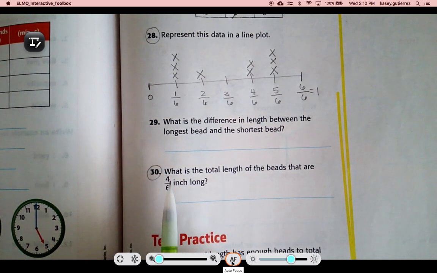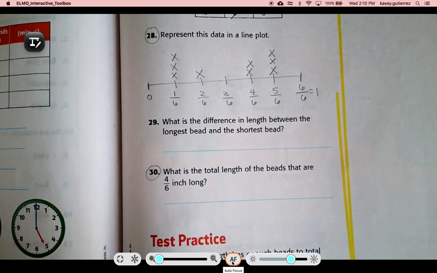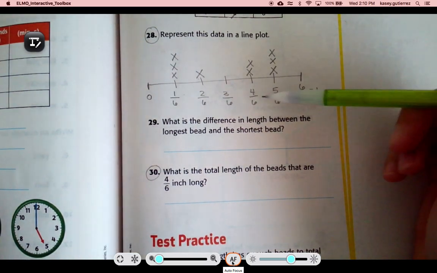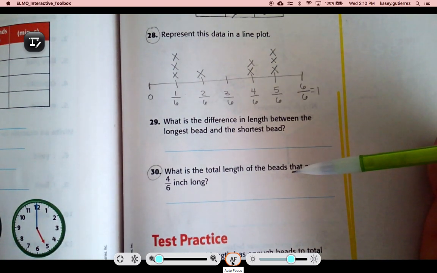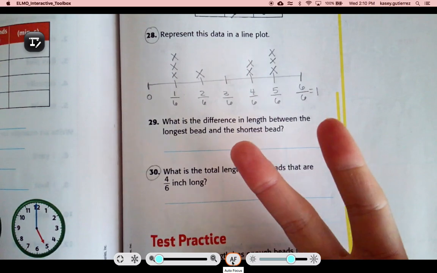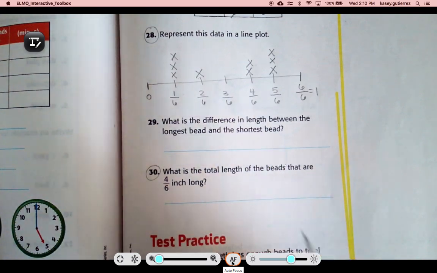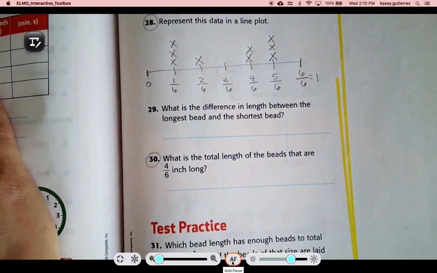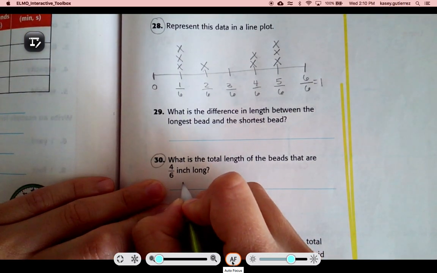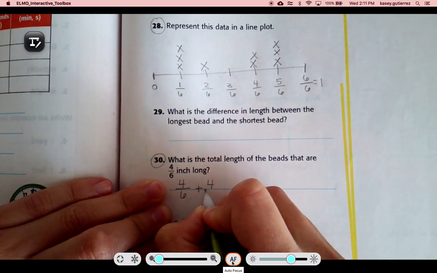Number 30, it says, what is the total length of the beads that are 4/6 inches long? Okay, so the total length. So we're going to look at 4/6 inches long, and we notice that there's 2 X's on top. So you can either do 2 things. You can add them, because they have like denominators, or you can multiply by 2, a whole number. We can do both. So I'll show you both. Since there's only 2, we can add them if we really wanted to. 4 over 6 plus 4 over 6.